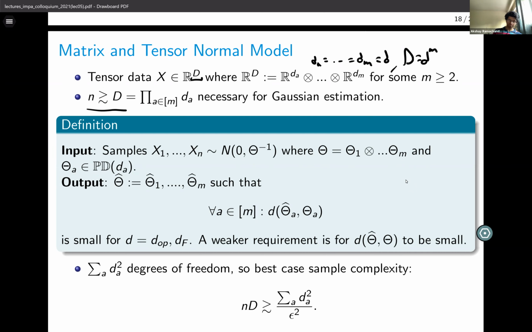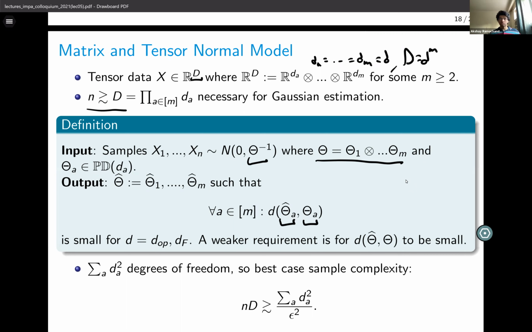So here you have tensor data, and your covariance also respects this tensor structure, right? So your covariance has theta 1, a positive definite matrix on the first part, and theta 2, a positive definite matrix on the second part. So it's a covariance matrix that has a bunch of tensor factors. And the goal of the estimation for the tensor normal model is now not just to output something that's close to the original covariance matrix, but I want something that's close to each factor, right? So I want to learn something about the factors themselves.